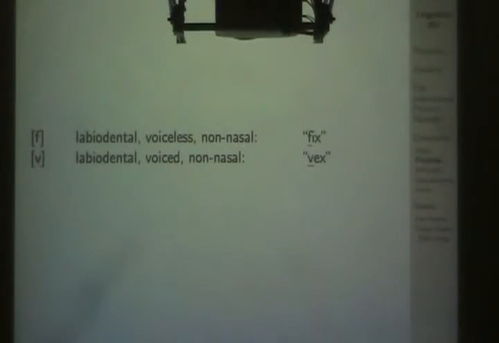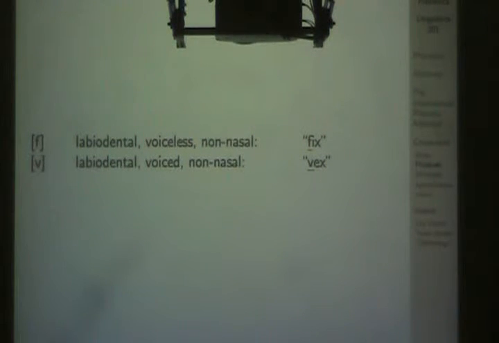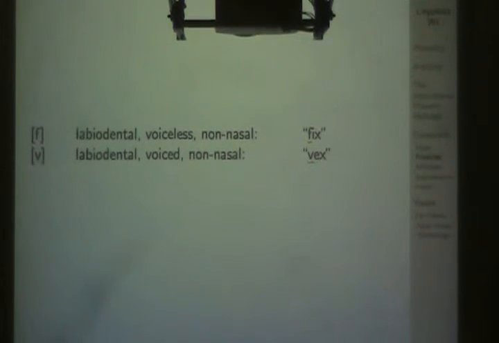The next two we'll learn are in English. They are the sounds f and v. They're produced by taking the lower lip and making it go towards the upper ridge of teeth. F and v. They're both non-nasal. The first is voiceless, the second voiced, and the IPA symbols used to transcribe those sounds are the same ones that are frequently used in our spelling system to spell them. Labiodental, lip, teeth. Fix, vex.